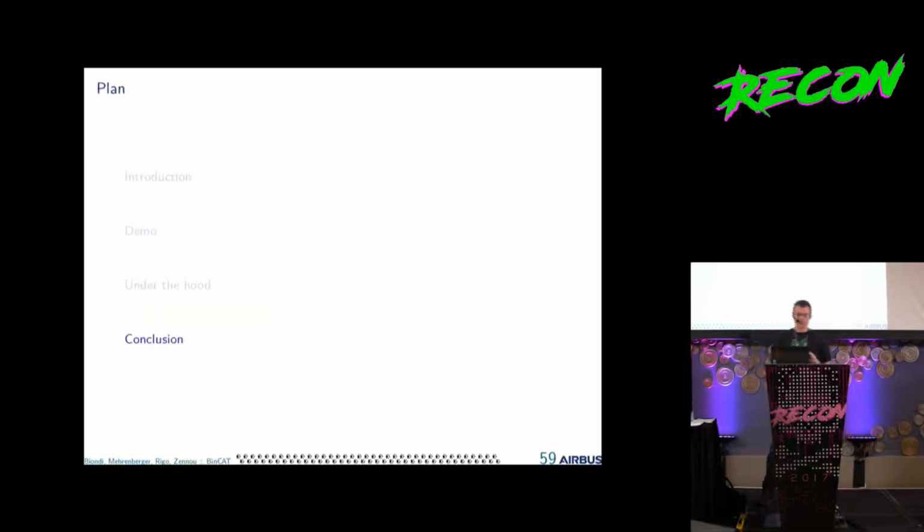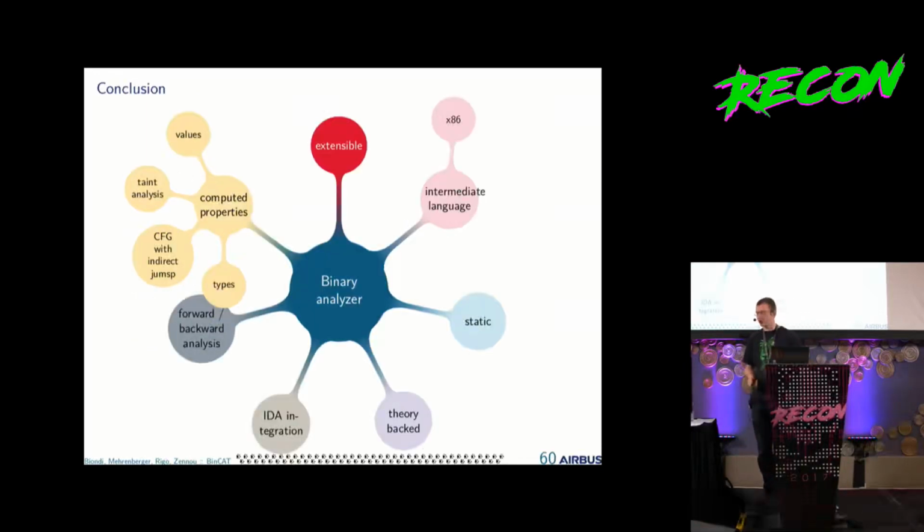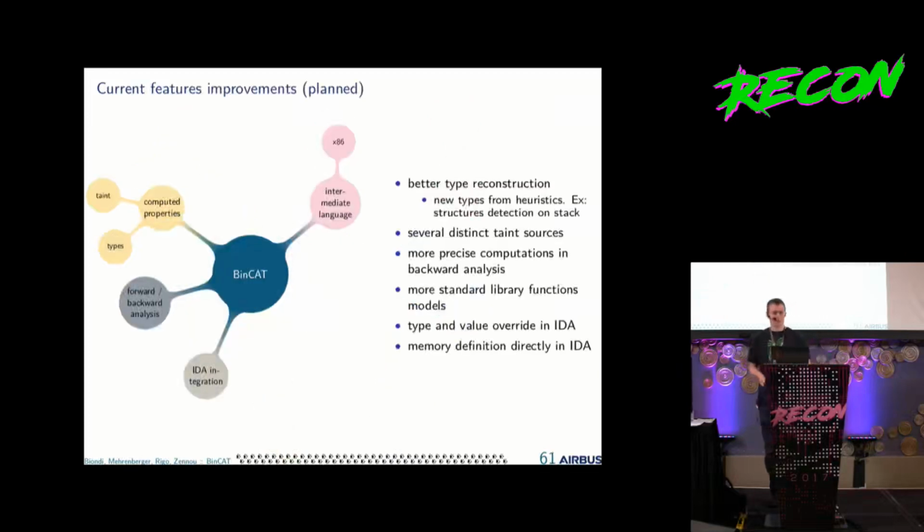So you have seen what BinCAT is about, what we can do. What are we working on? So that's what we had, and what we have right now, and that's what we're working on. So we want to have a better type reconstruction. We would like to be able to, for example, look at the accesses on the stack and recover the different fields of a structure that could be hinted by heuristics.